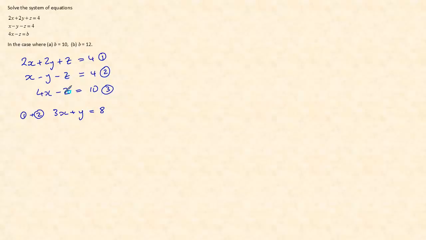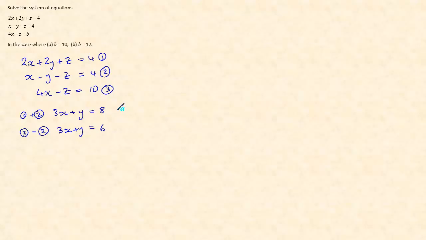Now let's try getting rid of z here. So I'm going to do equation 3 take away equation 2. So that gives me 3x. So no y's take away negative 1 y's would give me a plus y. The z's of course disappear. And then 10 take away 4 is 6.